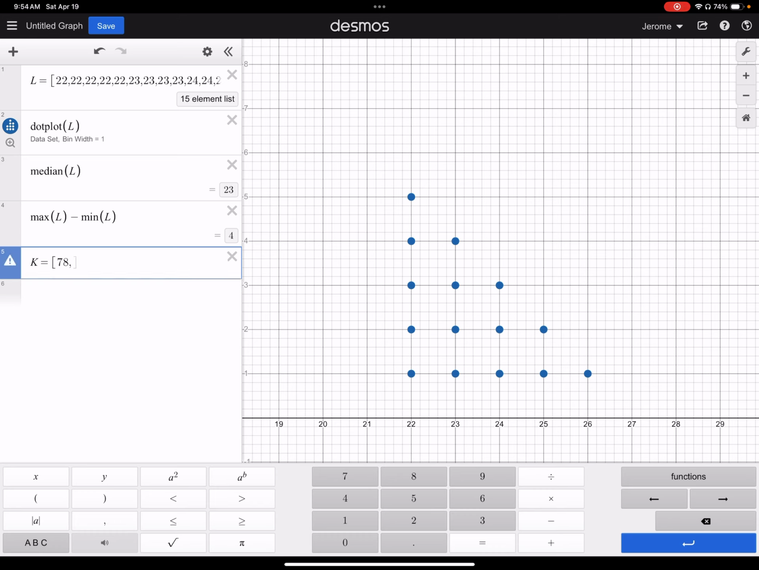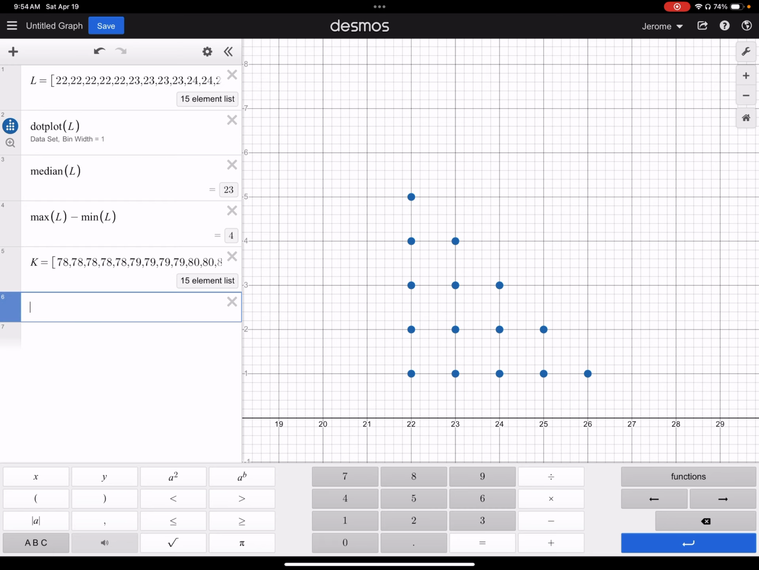So 78, and there's 5 of them. 2, 3, 4, 5. And then just increase each one of these numbers by 1. So 79, there's 4. And then 80, there's 3. 81 and 82, right? And there's your confirmation that you have 15 numbers in this thing.